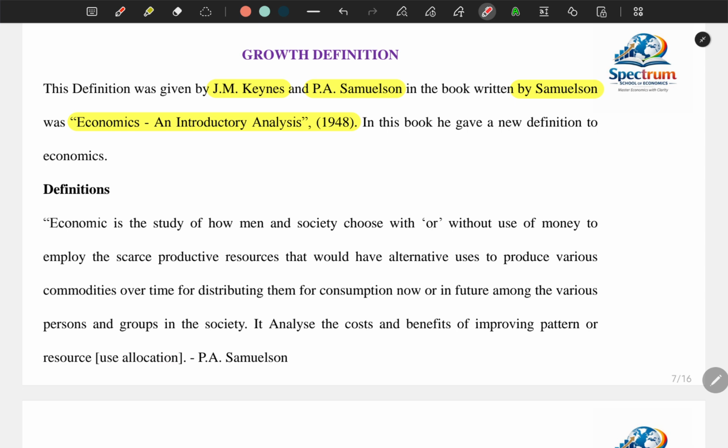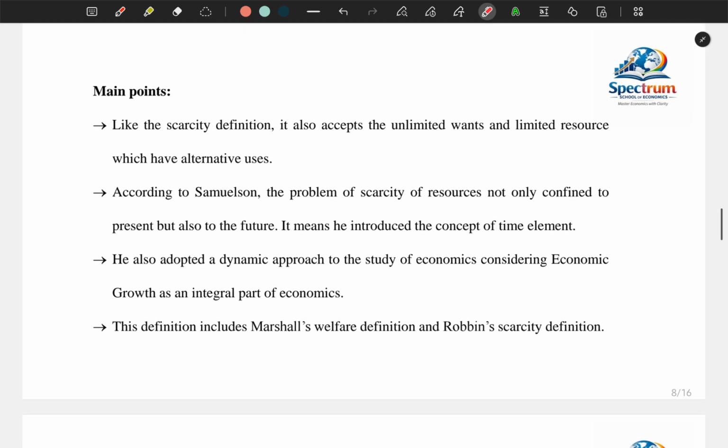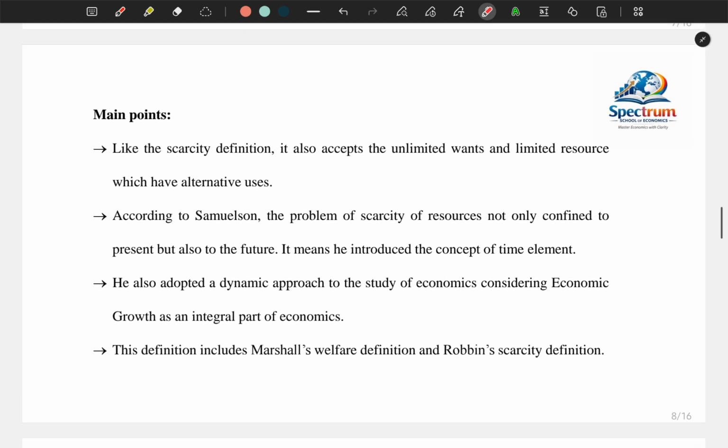So here Keynes and Samuelson were telling that growth is very important, the center of development, the center of economics. So we need to focus on growth, and they introduced the growth definition in 1948 in the book Economics: An Introductory Analysis. Some highlights related to this definition: it also accepts unlimited wants and limited resources which have alternative uses.